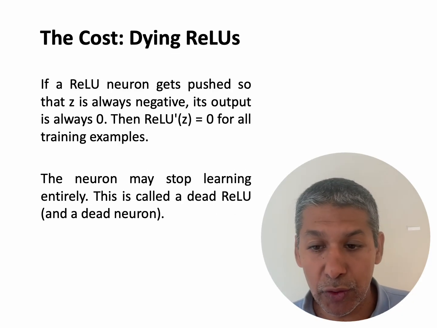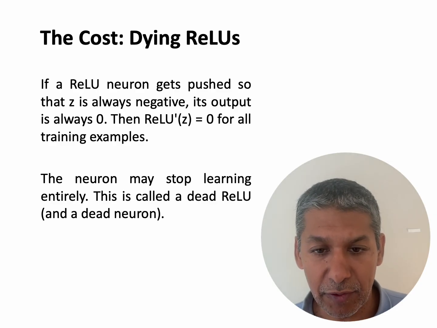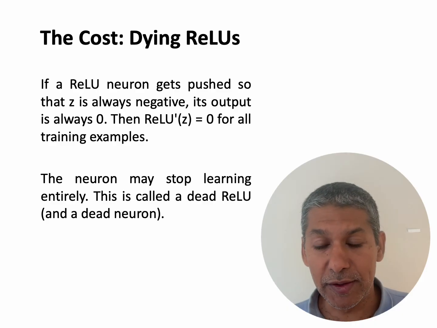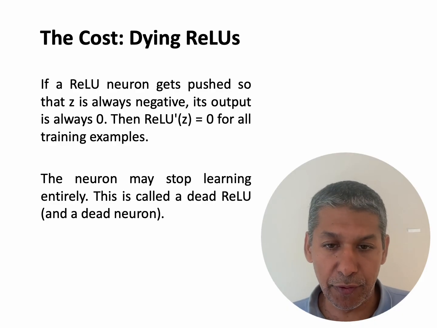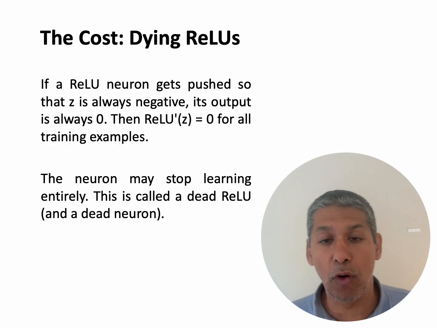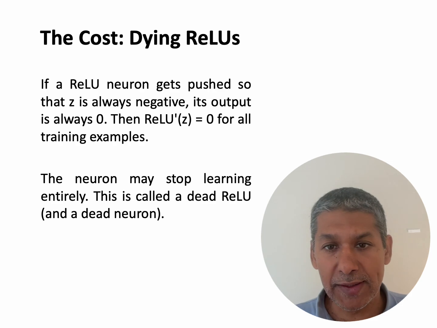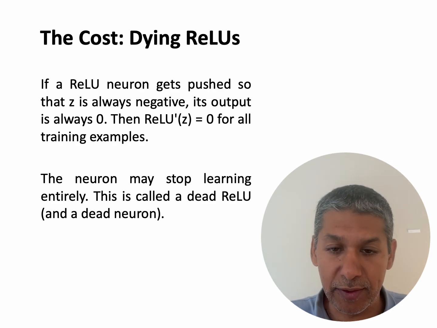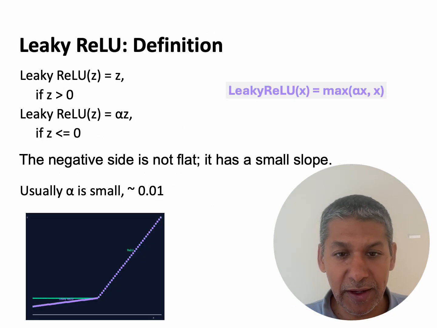Now the cost of ReLU though is that if the value is negative, z will always be negative, so the output is always 0. So therefore the ReLU prime is equal to 0 for all training examples. Therefore, the neuron may stop learning entirely. Then you have a dead ReLU, also called a dead neuron. To fix that, we have a slightly different version of it, which is called the leaky ReLU.